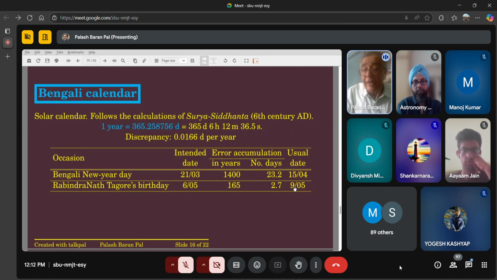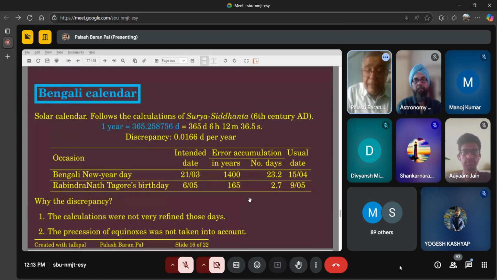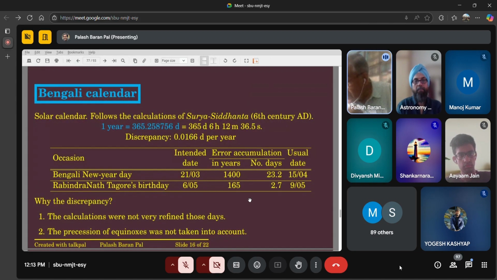So this is what the calendar does. I mean, it is moving away from the real count. Why is the discrepancy? Why was this 0.0166 days per year? Okay, first of all, the calculations were not very refined in the 6th century, we have to admit that. So there must have been some discrepancy which came because of that. But that is not the main part. The main part is that the precession of equinoxes was not taken into account in this Surya Siddhanta.